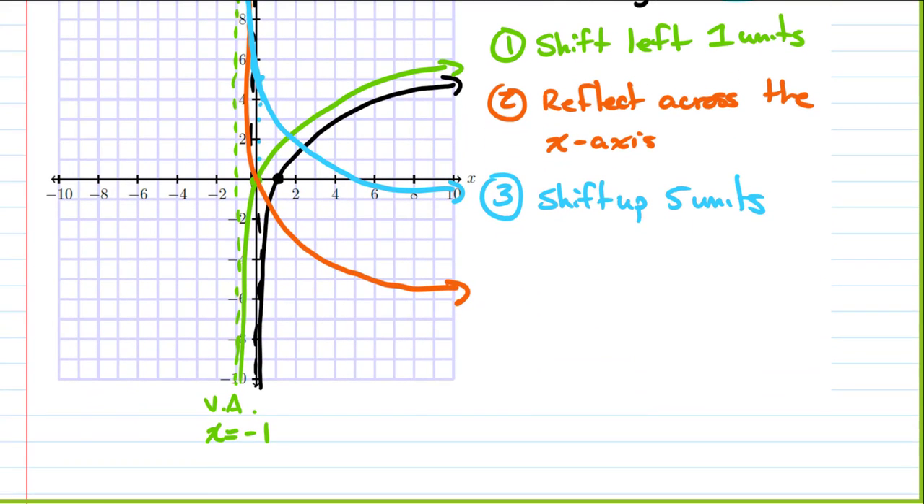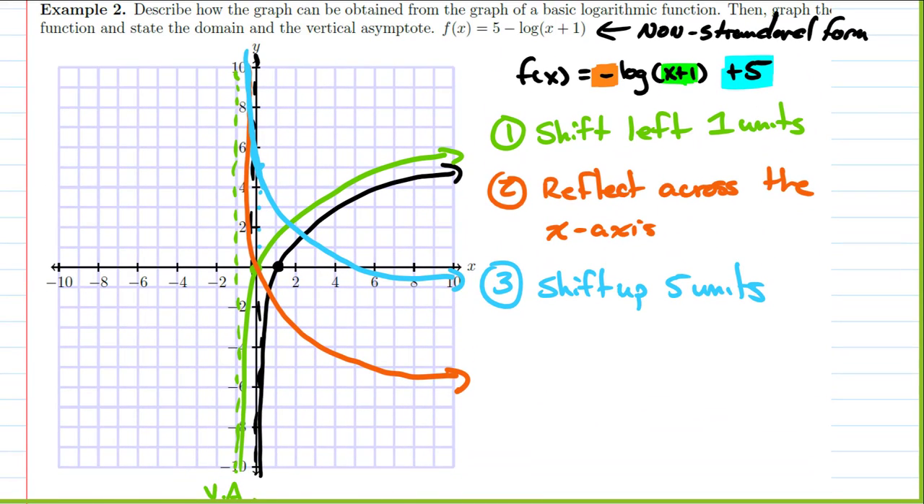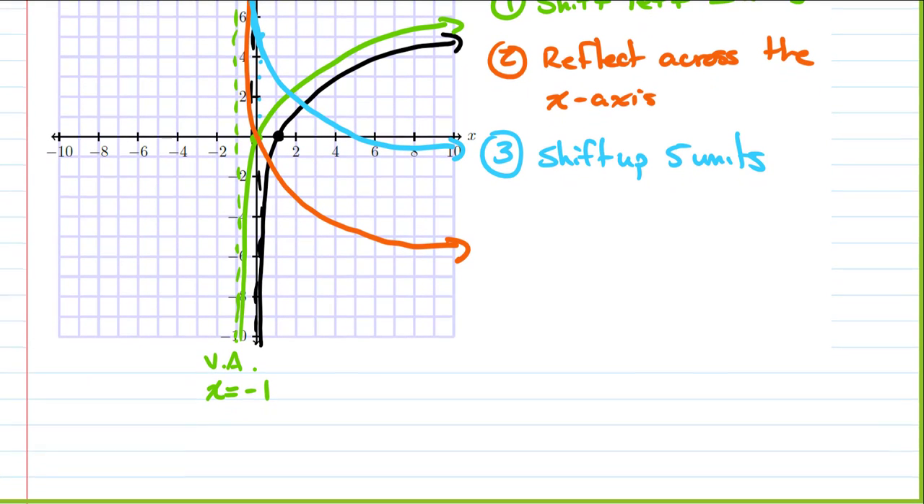In our next example, example 2, we shifted 1 unit to the left. So our domain is going to be from -1 to positive infinity.